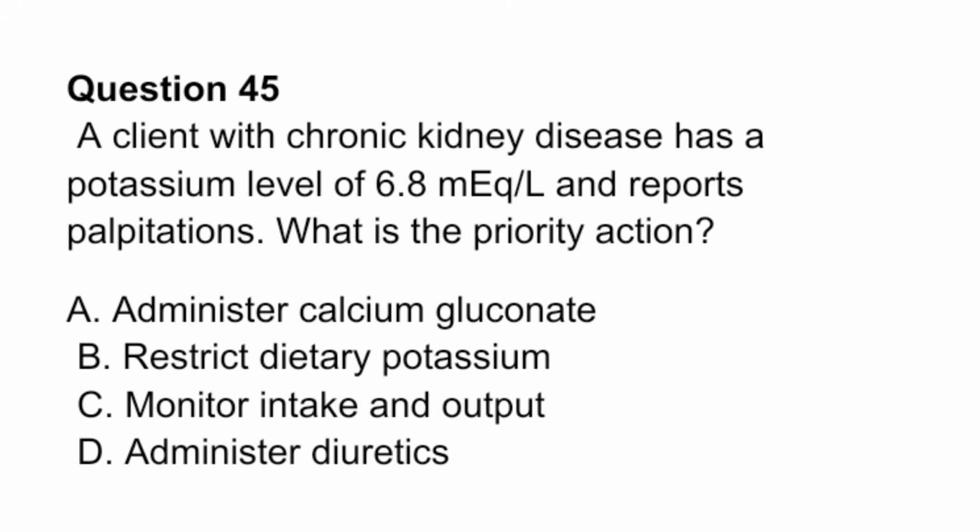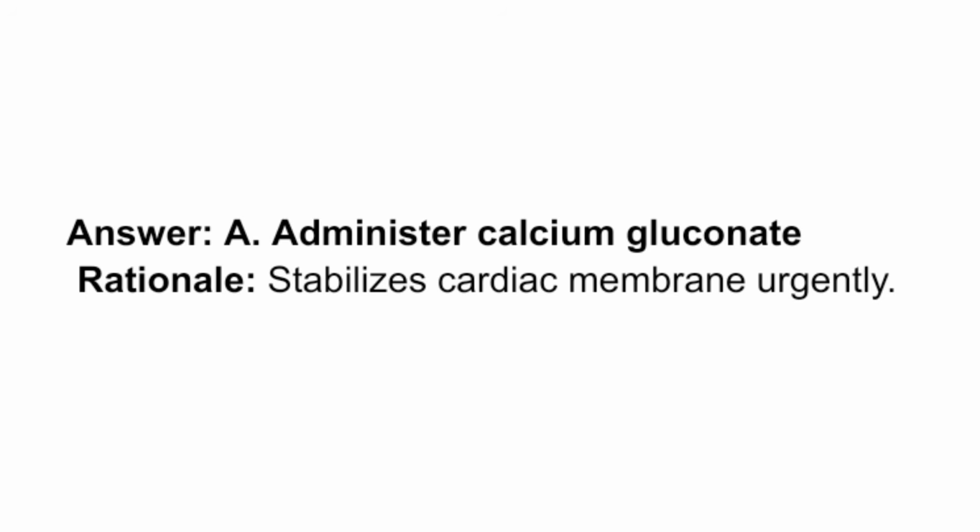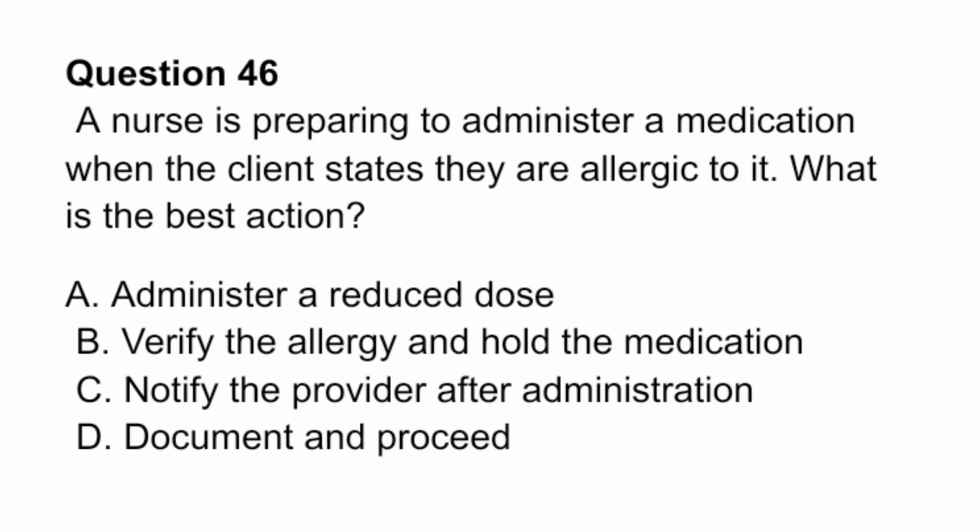Question 45. A client with chronic kidney disease has a potassium level of 6.8 milliequivalent/L and reports palpitations. What is the priority action? A. Administer calcium gluconate. B. Restrict dietary potassium. C. Monitor intake and output. D. Administer diuretics. Answer: A. Administer calcium gluconate. Rationale: stabilizes cardiac membrane urgently.